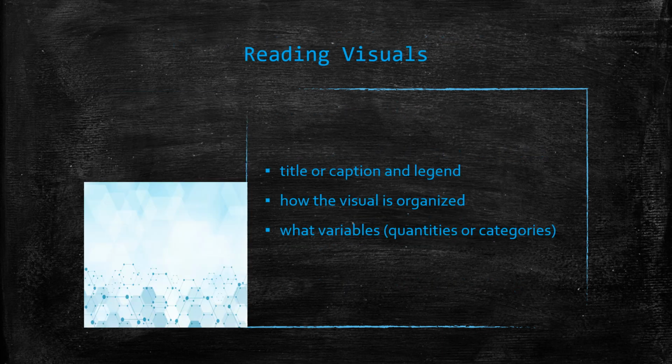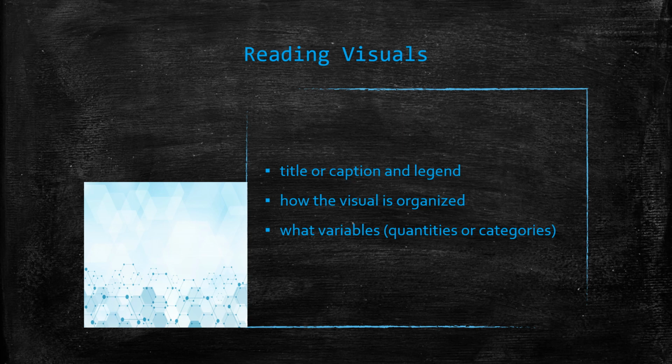Another strategy is reading visuals like graphs, charts, and tables. To read visuals, first of all, read the title or caption and legend. The title indicates what situation or relationship is being described. The legend is the caption explaining the visual. It indicates what particular colors, lines, or pictures mean.